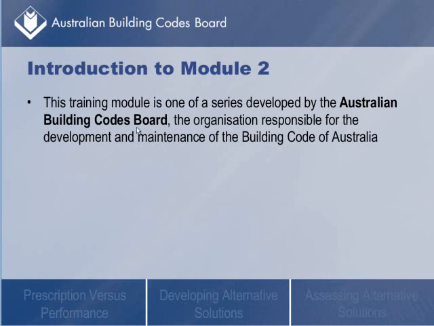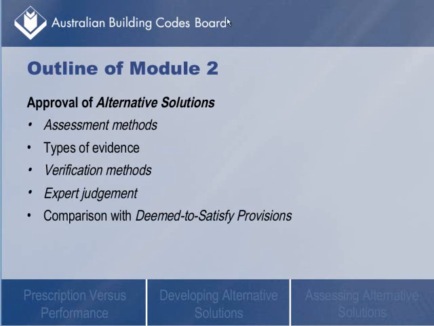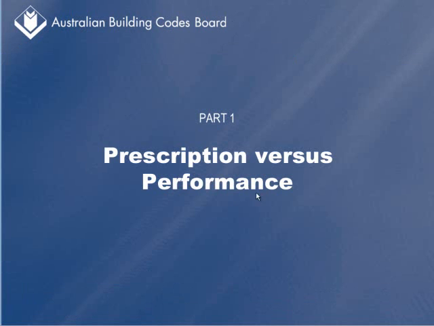So this is, as it says, a training module developed by the ABCB, who are in charge of the Australian Building Codes Board, and it's one of a series that they did with understanding the BCA. So this one's performance-based legislation. In the outline of this module, we're looking at approval of alternative solutions, which is assessment methods, verification method, expert judgment or comparison with deemed to satisfy. We won't be looking at all of these in detail, but it'll be an overview of the performance-based legislation.